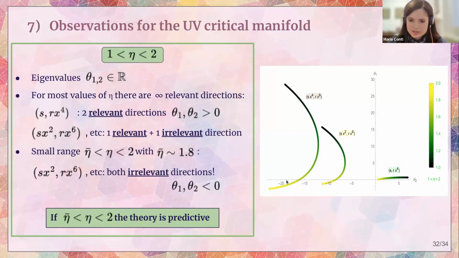But there's this very small range, the one corresponding to the yellow part of the bar, very small, between the values of 1.8 and 2, where, as you can see, the first eigenfunction is once again relevant. But all the other ones are not. Both θ1 and θ2 are negative. So that means that once again, we have a predictive theory, even though it is a very small range.